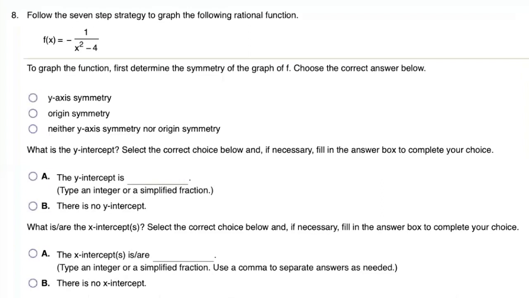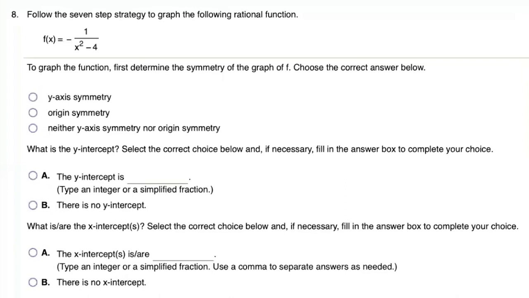All right, this last question that I'm going to demo does a nice job of summarizing everything. It says, follow the 7-step strategy to graph the following rational function. First, determine the symmetry of the graph of f. Is it going to be y-axis, origin, or neither? This is a good review of even and odd functions. I would need to substitute a negative x everywhere I see an x in the original function. Then I simplify. And in the denominator, what happens when you square a negative number?